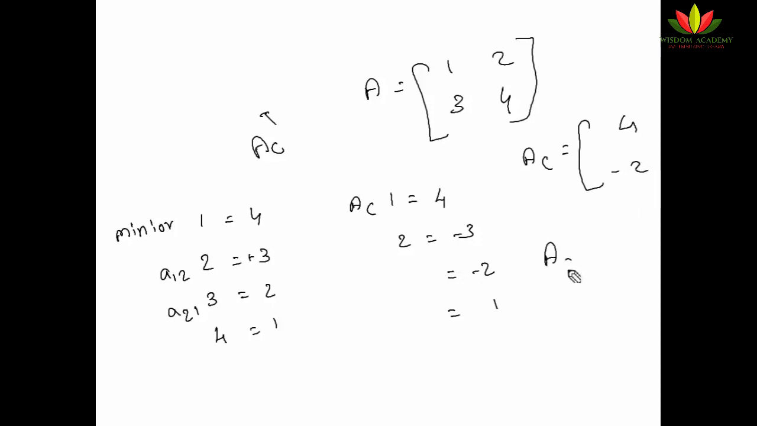Now I am taking the transpose of this matrix. If I take the transpose of this matrix, then I will get it like this, right? This is known as the adjoint of the matrix.